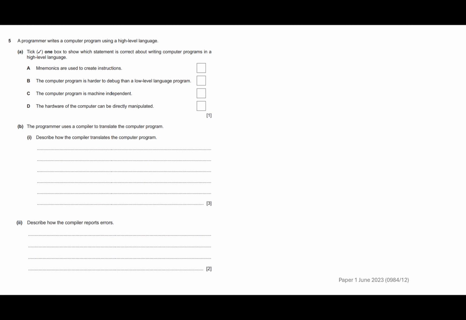Okay, question 5. A programmer writes a computer program using a high-level language. Tick one box to show which statement is correct about writing computer programs in a high-level language. So I usually use this sort of example to help remember the difference between high and low-level languages.